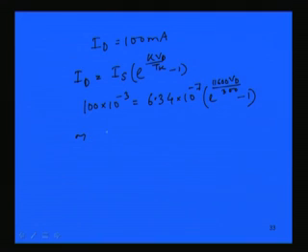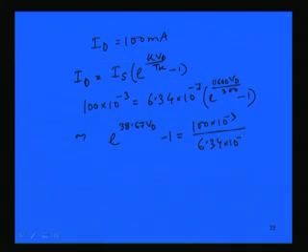So, proceeding similarly, we will be getting e to the power 38.67 V_d minus 1 equal to, on the other side, 100 into 10 to the power minus 3 by 6.34 into 10 to the power minus 7, and this value comes out to be 15.77 into 10 to the power 4. So, therefore, e to the power 38.67 V_d minus 1 equals this value.